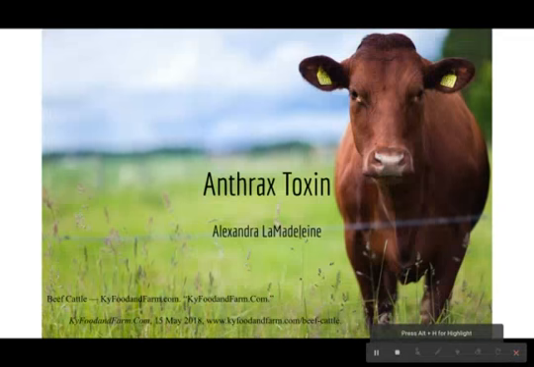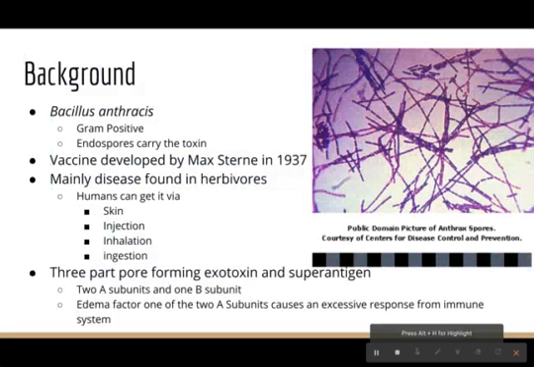Hi everyone. For this research project, I was assigned the toxin anthrax toxin. Anthrax toxin comes from the gram-positive bacteria Bacillus anthracis. More specifically, it comes from their endospores.